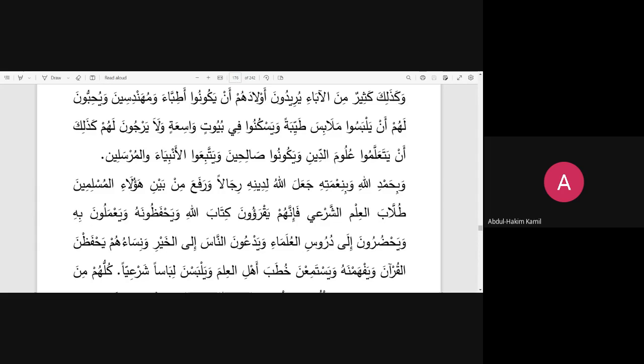ورفع من بين هؤلاء المسلمين. Take your time. ورفع من بين هؤلاء, from amongst these, raised up from amongst these Muslims. من بين هؤلاء المسلمين. Just read that part. من بين هؤلاء المسلمين.